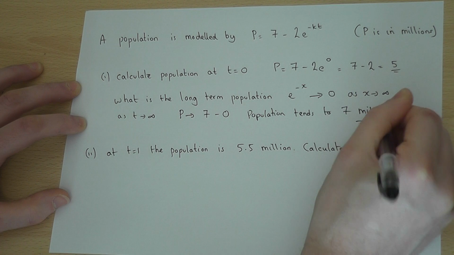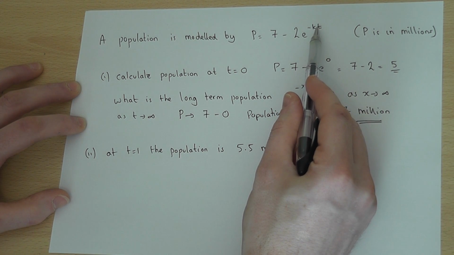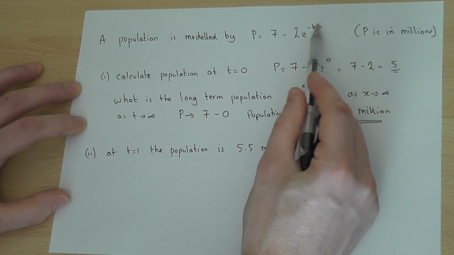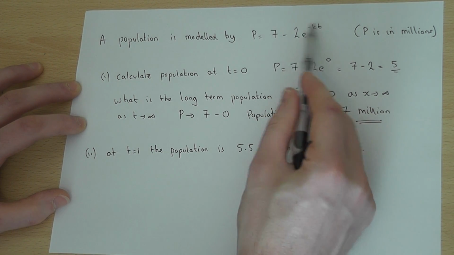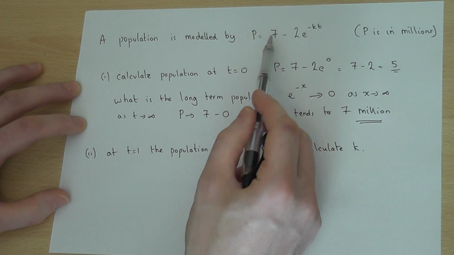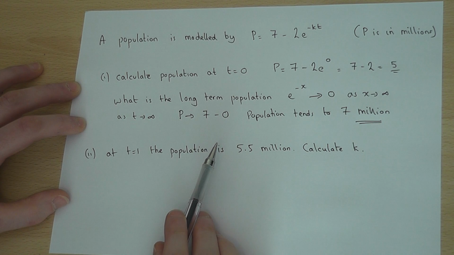So again, an e to the power of minus x or minus t graph will tend towards 0 as the variable gets larger and larger and larger. If that tends to 0, then that whole term tends to 0, so therefore the population will approach, in this case, 7, and that's the long-term behaviour of this population.